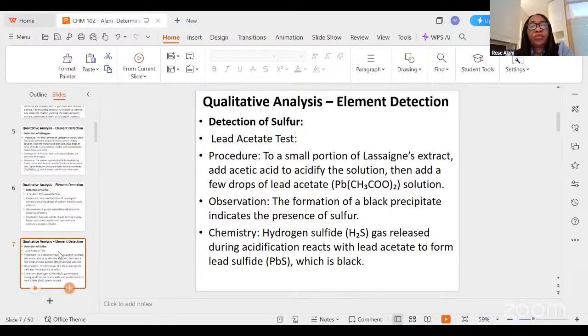Still on the detection of sulfur, again, you can use the lead acetate test. You're still using a portion of your Lassaigne's extract, add acetic acid to acidify the solution. Then you add a few drops of lead acetate solution, and you observe the formation of a black precipitate, which indicates the presence of sulfur. The chemistry behind this is that hydrogen sulfide gas that is released during acidification reacts with lead acetate to form lead sulfide, which is black.